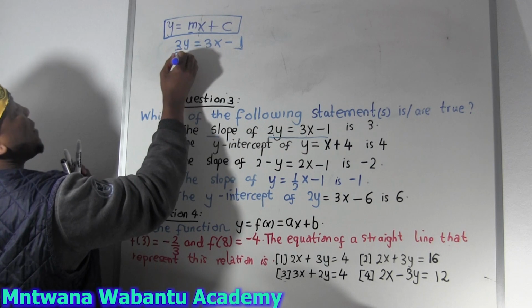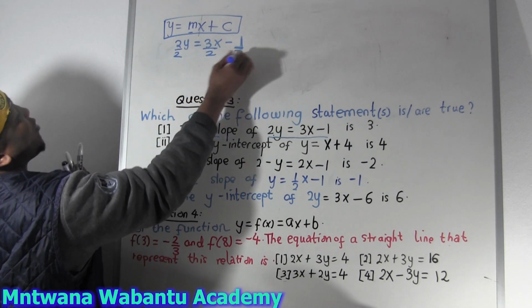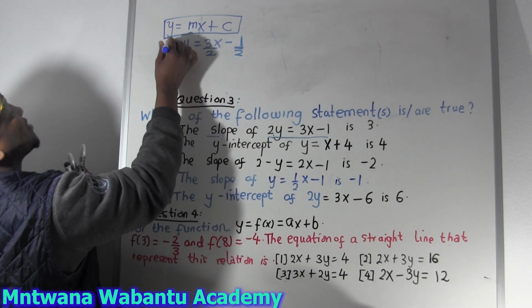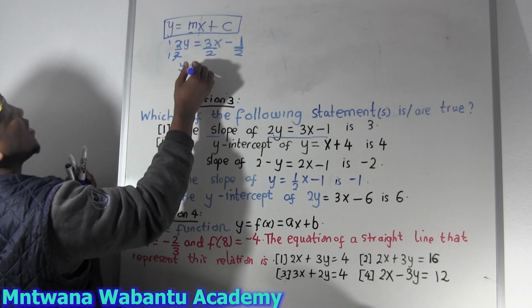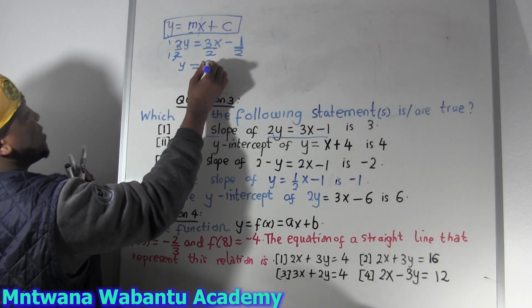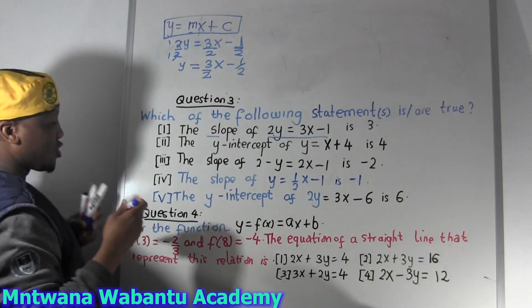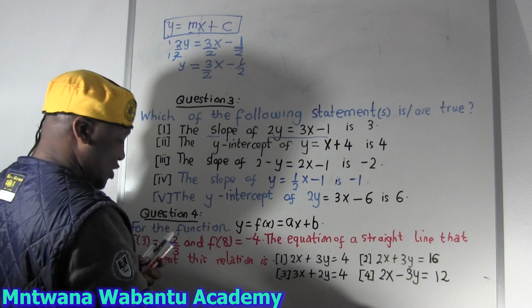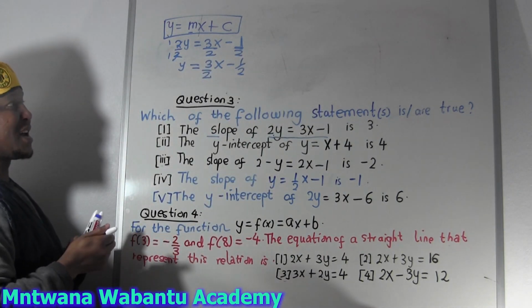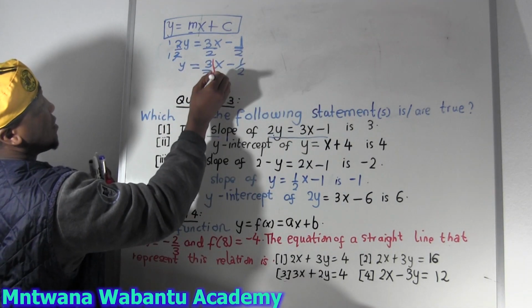So the 2 has to go. But how is it going to go? By dividing throughout. This and this are going to cancel. 2 divided by 2 equals 1, so we are left with y. So this is going to be 3 over 2 x minus half. So what is the slope here? Sometimes you can call it gradient. This is the slope here.